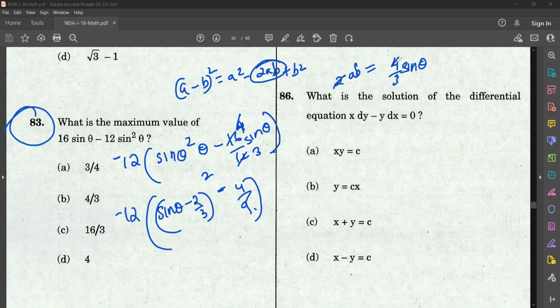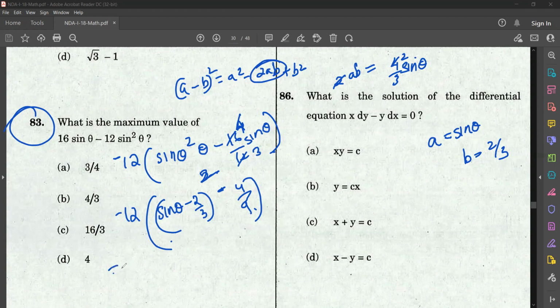So that means I can take A as sine theta, B as 2 by 3. Okay, then I'm adding and subtracting 2 by 3 square. Then I'm completing the square method, so this will become A minus B the whole square. Understood?